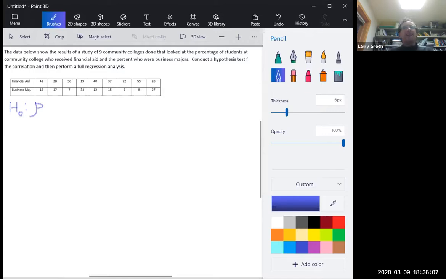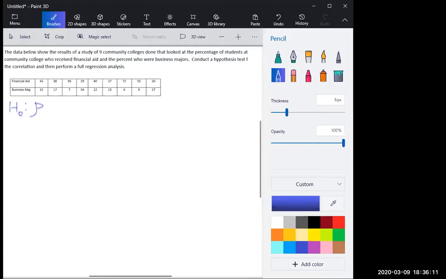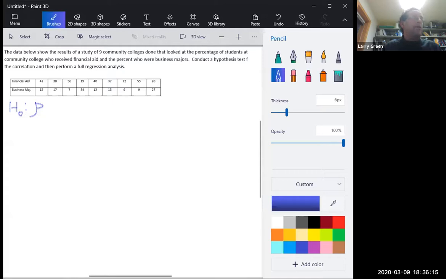Anyone know how to read that? It's a letter. No. Okay, it's a Greek letter, and it's the Greek letter rho, like row, row, row your boat. That's how you read that. And it stands for the correlation, in particular the population correlation. And what we want to say is, is there a zero correlation? That means there's no correlation between the percentage of financial aid students and the percentage of business students.